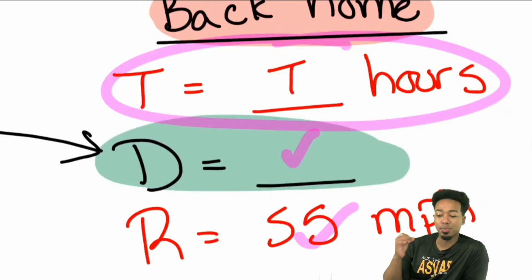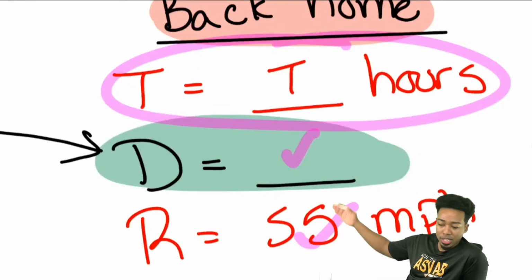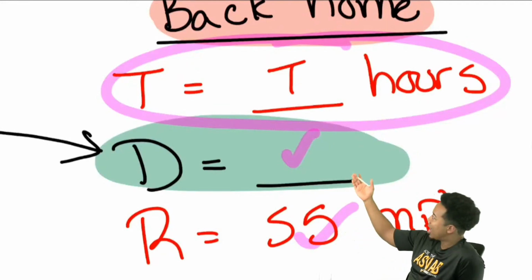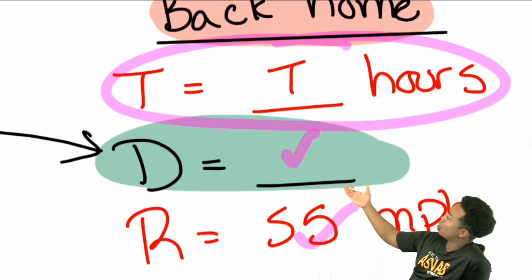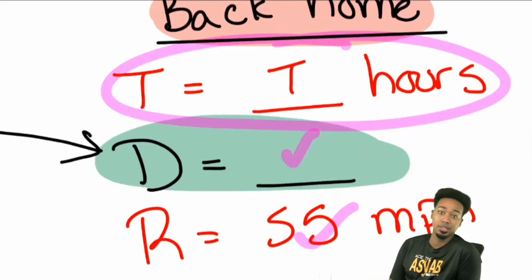Gioni, thank you for being specific there. You need to know the distance. You can't just solve this for time. You don't have a distance. You have your rate, great, 55, awesome, but you don't have the distance. You can't plug it in.